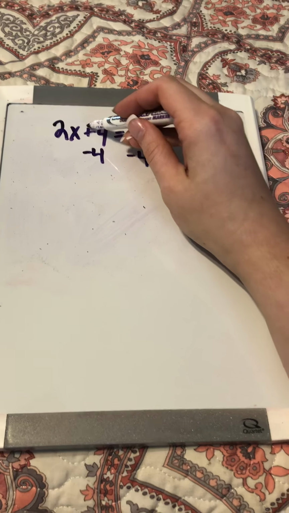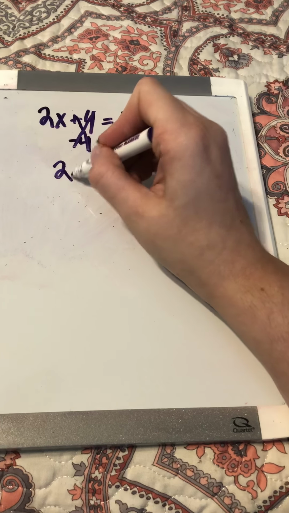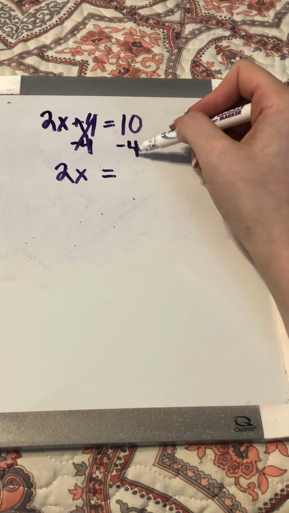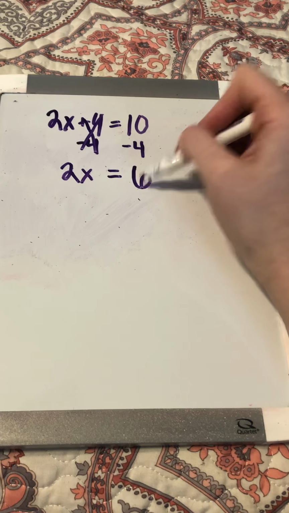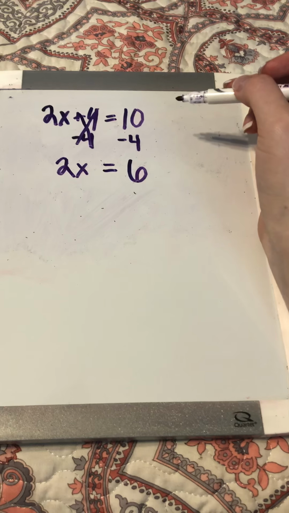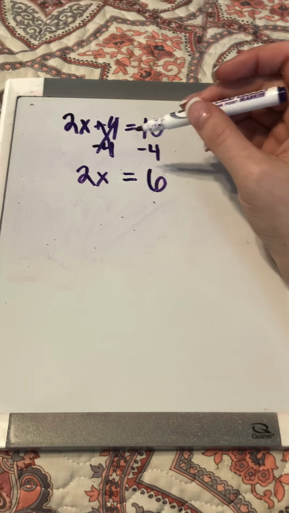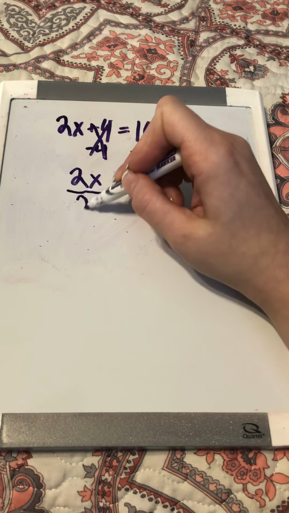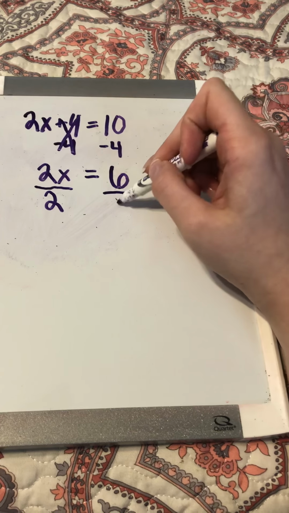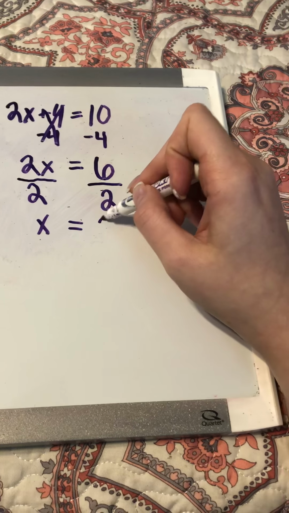So that knocks out these 4's right here. So we are left on this side with 2x is equal to, and you'd do 10 minus 4, so you're equal to 6. Okay, and then you have 2x over here, and you still want to get x all by itself. So you would have to divide by 2. And then remember, if you do it to one side, you must do it to the other. So you're left with x is equal to 3.